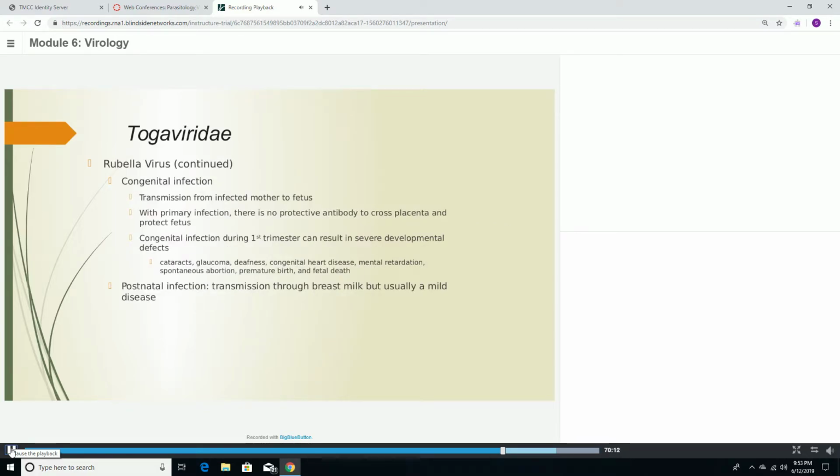There can be a congenital infection associated with rubella. Transmission is going to happen from an infected mother to the fetus. With primary infection, there's no protective antibody to cross the placenta and protect the fetus. So a congenital infection that occurs during the first trimester can result in severe developmental defects such as cataracts, glaucoma, deafness, congenital heart disease, mental retardation, spontaneous abortion, premature birth, and fetal death. A postnatal infection is going to be transmitted through breast milk, but is usually a mild disease.